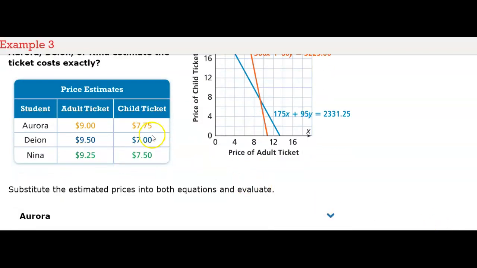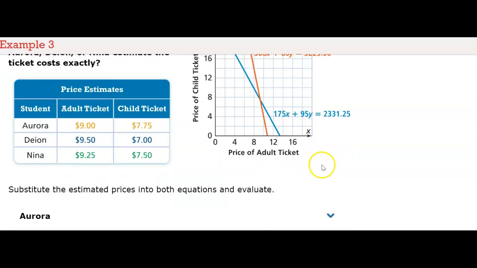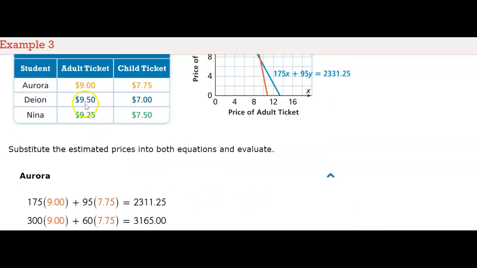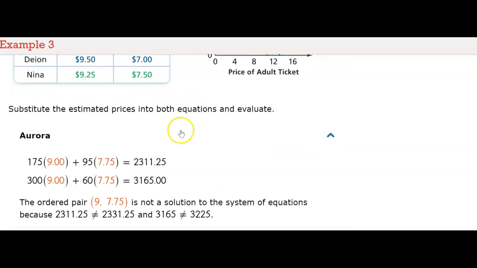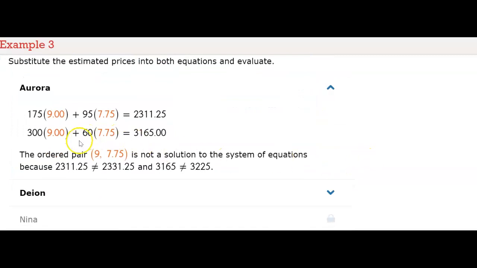All right, so we have the price estimates. You have the students, the price of the tickets. And then you have the graph here that shows the equation. So we're going to substitute the estimated prices into both equations. So for Aurora, we're going to take her $9 for adults, $7.75 for kids, put it into both of the equations for each line, and see which is the solution.